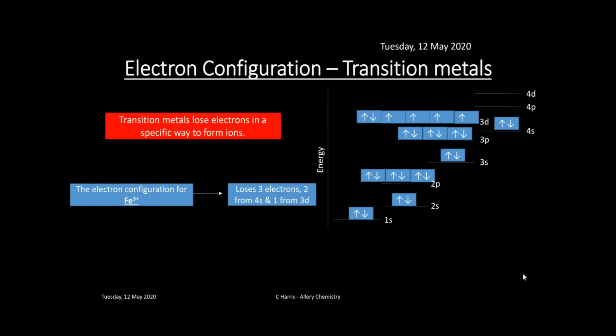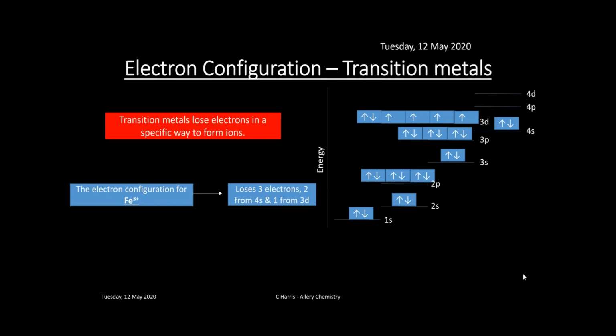So transition metals lose electrons in a specific way to form ions. Okay, so let's look at the electron configuration for Fe3+. What it does is it loses 3 electrons, 2 from the 4s, and 1 from the 3d. So we always lose from the 4s orbital first.